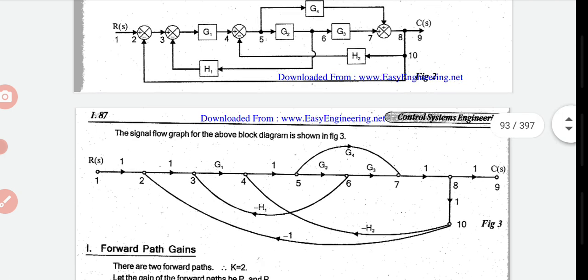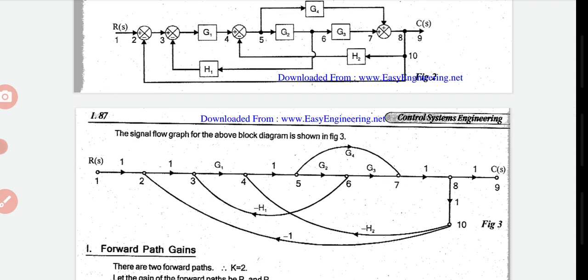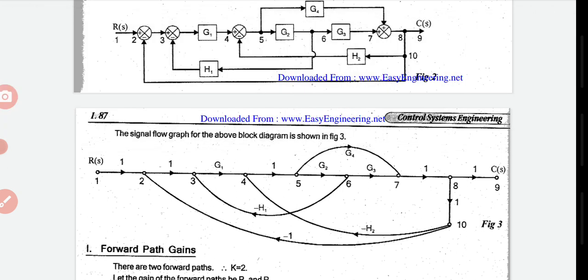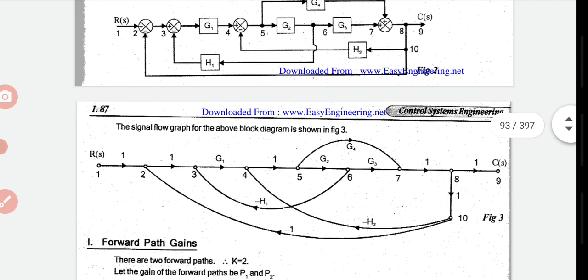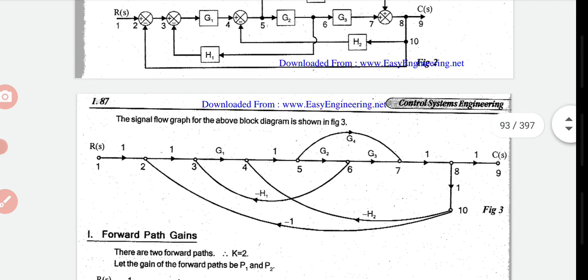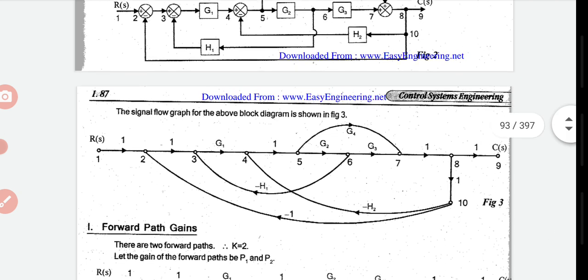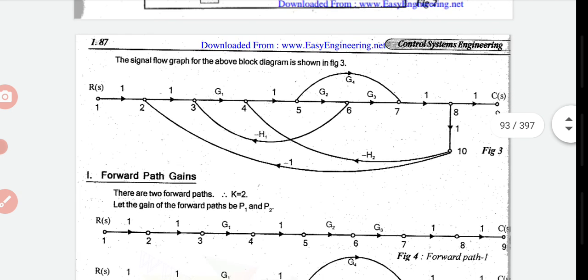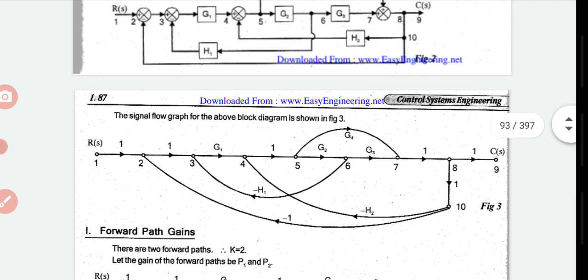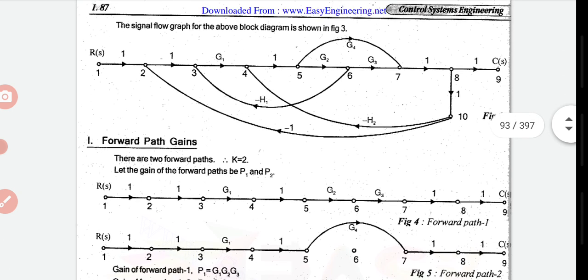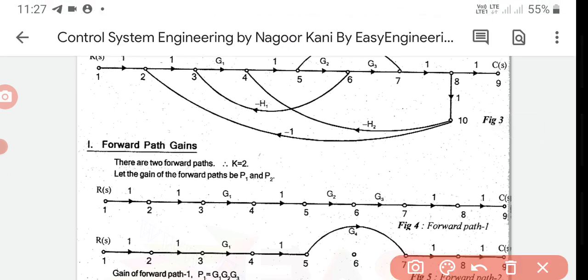From the 6th node to the 3rd node you have the value H1 and it is connected to minus, so represent it as minus H1. From the 10th node to the 2nd node you don't have any value; actually it has to be 1, but it is connected to the minus in the summing point, so represent it as minus 1. Like this you have to draw the signal flow graph. This is the signal flow graph from the given block diagram.